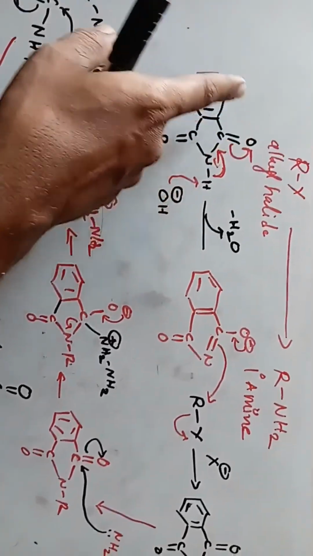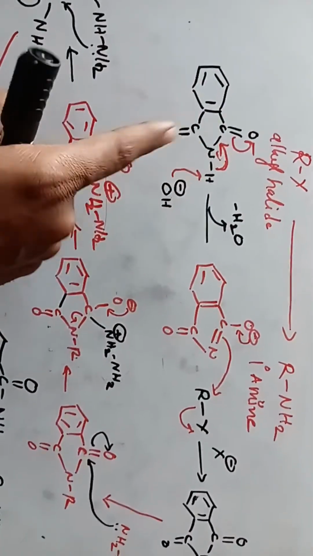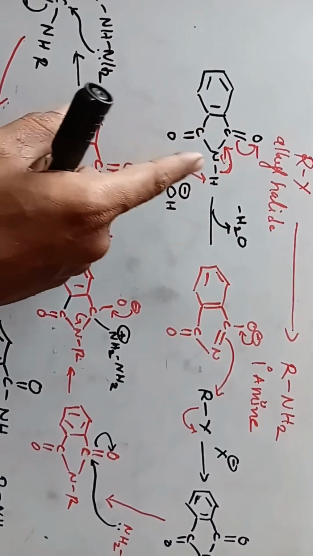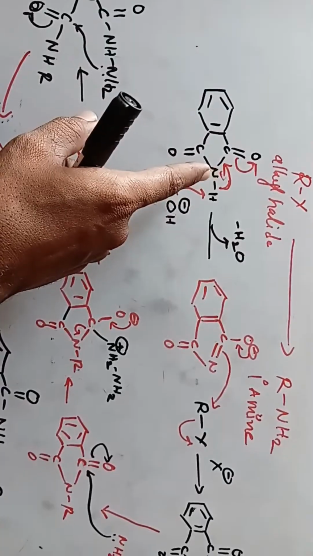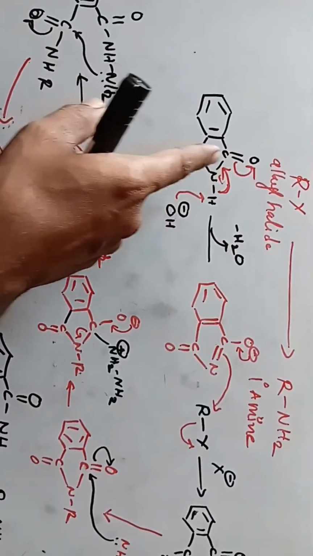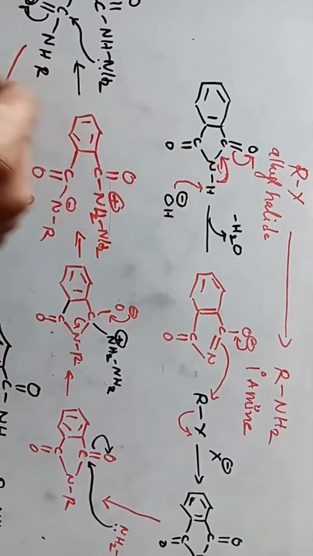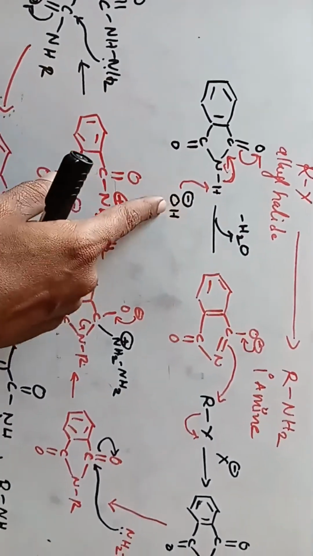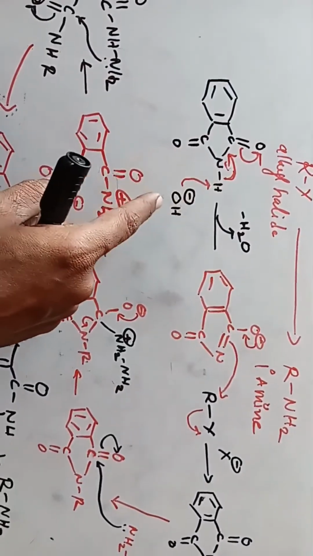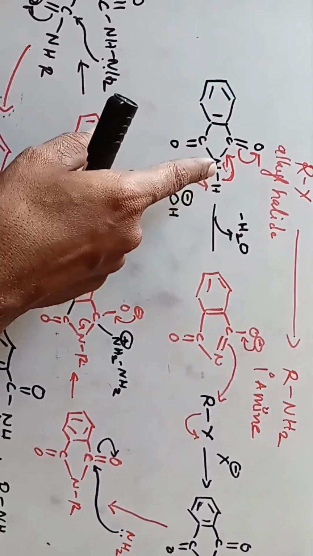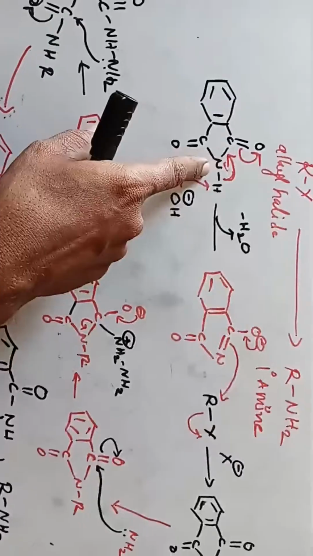If you see the phthalimide structure, this hydrogen is an acidic hydrogen. Why is it acidic? Because it is connected with two carbonyl groups, which are electron withdrawing, making this nitrogen-hydrogen bond polar. So this OH minus easily abstracts H plus from here. The electrons will be retained by the nitrogen, which will be shared with the carbon.